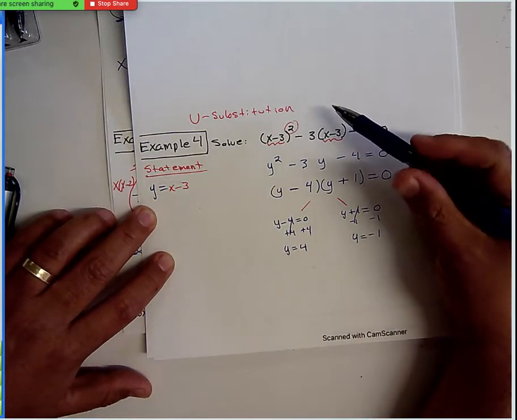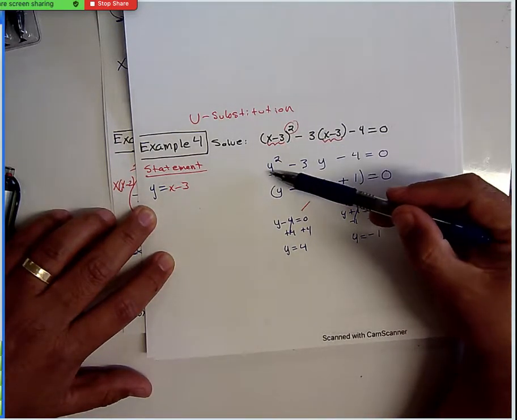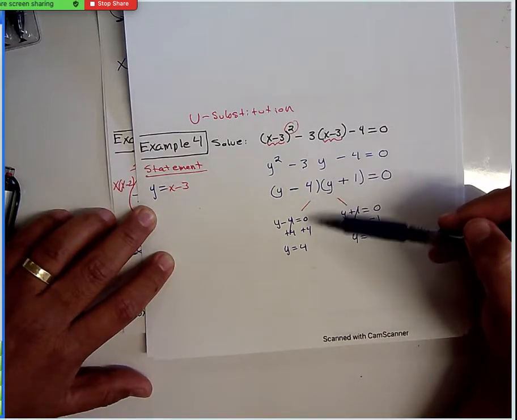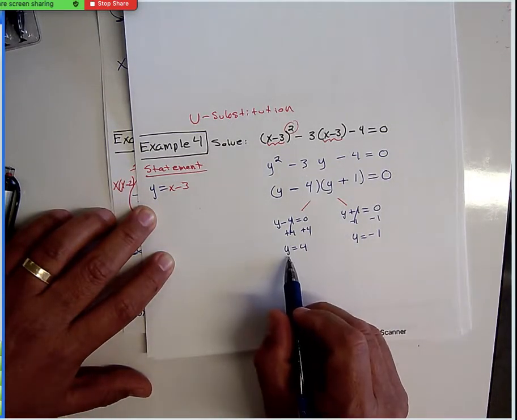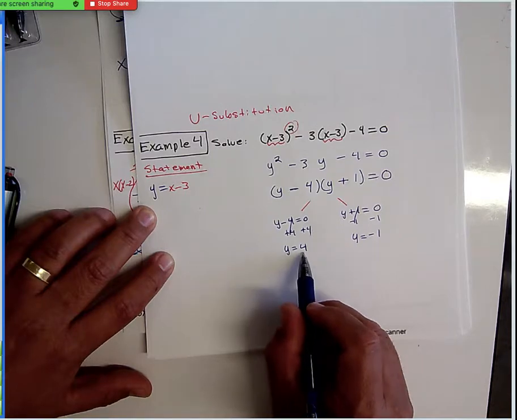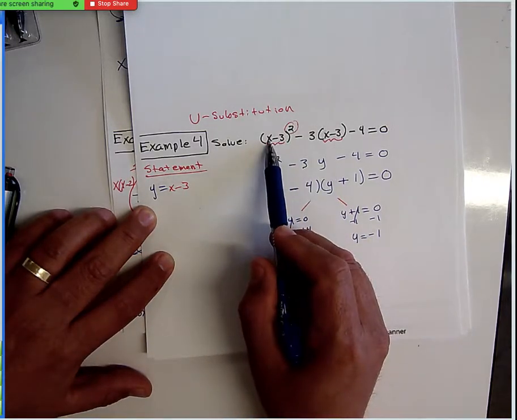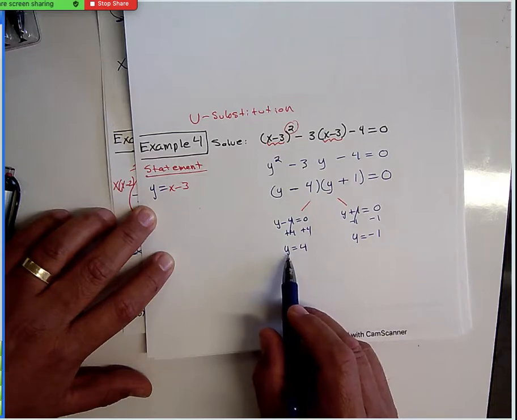Because originally the equation had this. I changed it to this to make it easy on me. But this is not the answer. Look, I found the solutions for y, but I haven't found the solutions for x. So what can I do to y? Any of you?